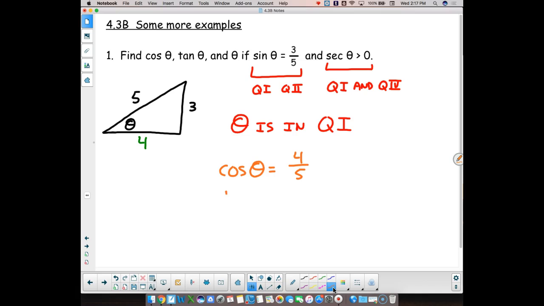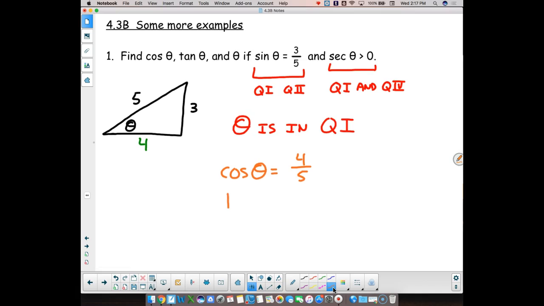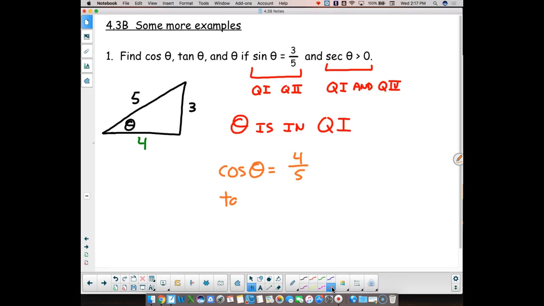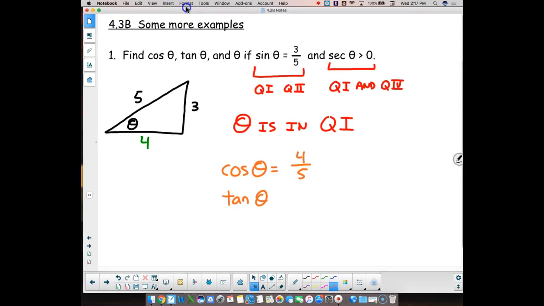The tangent of theta is going to be, whoa, tap the brakes, why did we switch all of a sudden? Random things are happening here. It is opposite over hypotenuse, or excuse me, opposite over adjacent, TOA.